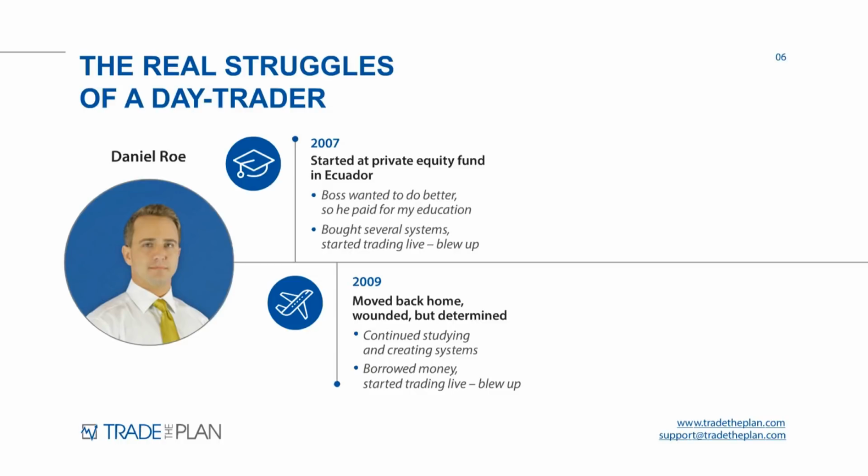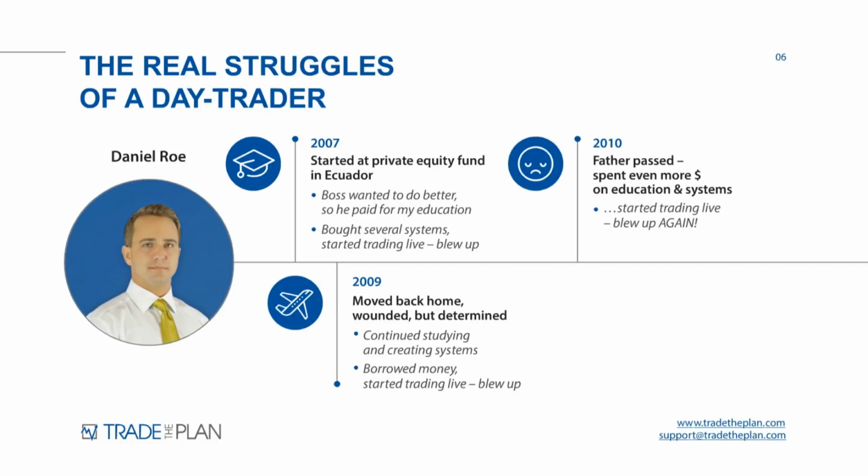So by 2009, I'd moved back home, continued buying all sorts of courses and systems and whatever, borrowed money from family even, and started trading live with that and blew that account. So that's 2 accounts now. Then in 2010, my father passed away, and I spent even more money on education and systems, another trading account, and blew that one also over the next few years.